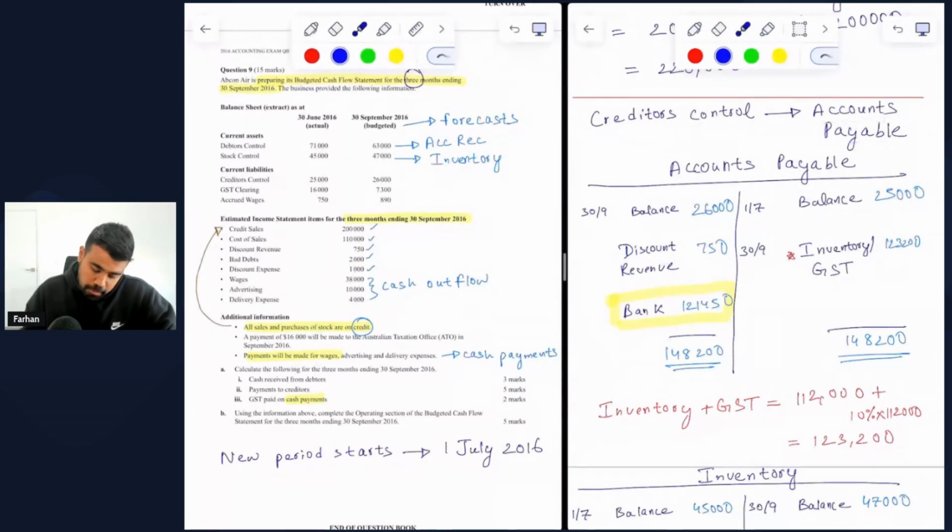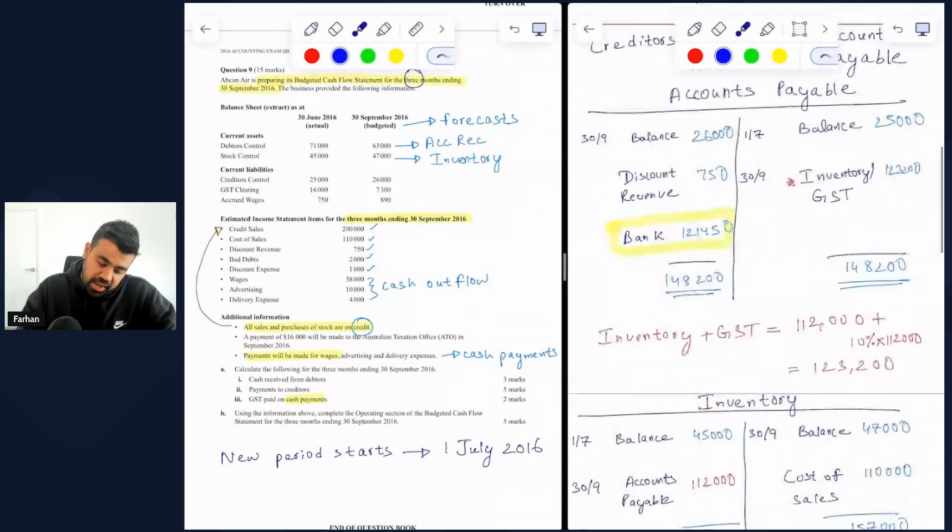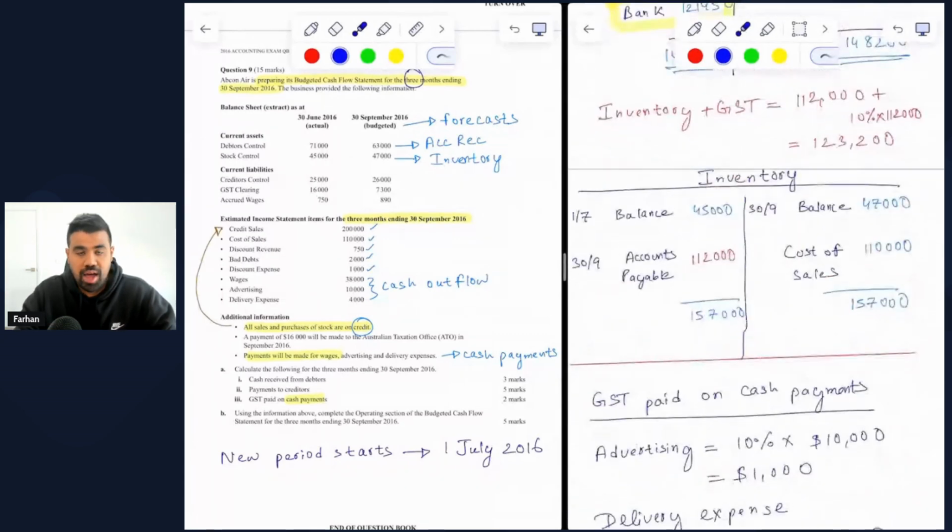So first of all, we want to prepare the inventory ledger account. And as we have just discussed a while ago, all purchases of stock are on credit. Therefore, inventory and accounts payable are relevant to each other in this case. So inventory is a current asset for the business. And all assets by default are debited within the ledger account for the opening balance, and the closing balance is on the credit side. So what we are going to do is on the 1st of July, on the debit side of the ledger account, we're including the opening balance of 45,000. And on the credit side, we're including the closing balance at 30th September of 47,000.